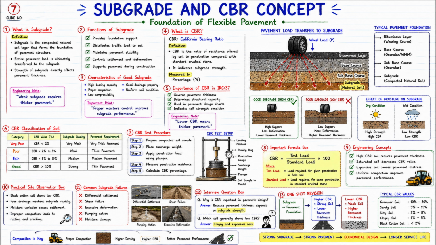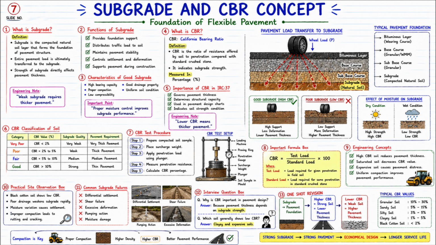Now let us look at the 8th topic of the slide: Important formula box. Now here is the actual CBR formula. CBR equals test load over standard load, times 100. Now here, test load means field soil load, and standard load means standard crushed stone load. Now the higher the ratio, the stronger the soil.